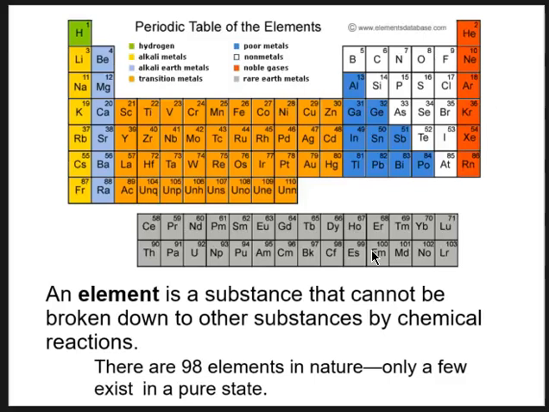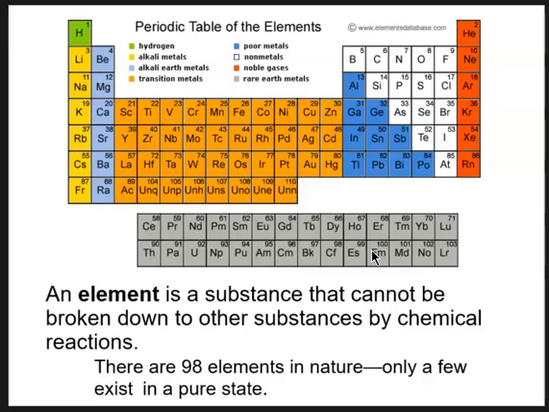So an element is a substance that cannot be broken down to other substances by chemical reactions. And what I'm showing you here is the periodic table of elements. So these are the elements that we know of, and there are 98 elements in nature, but only a few exist in a pure state, meaning that they are not bound to something else.